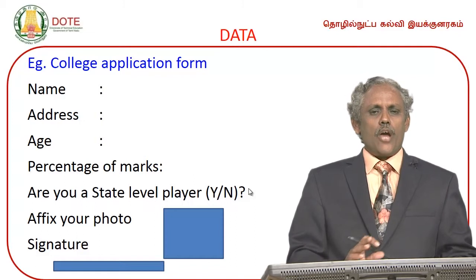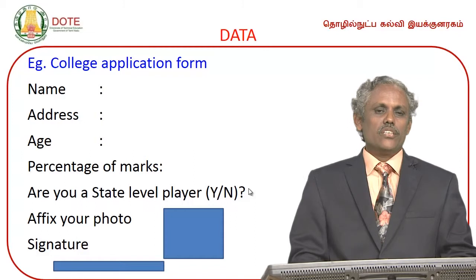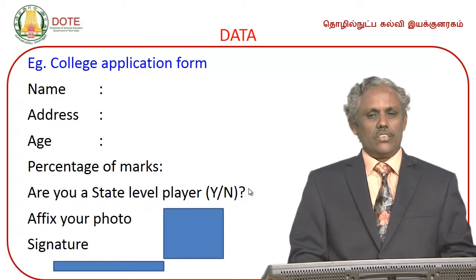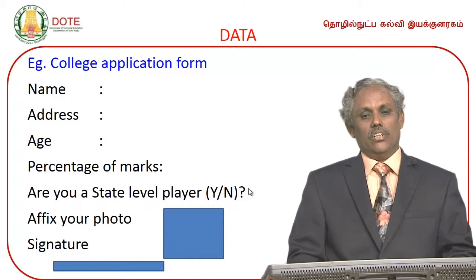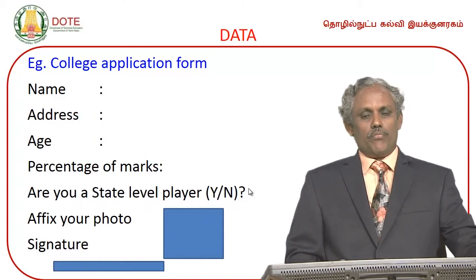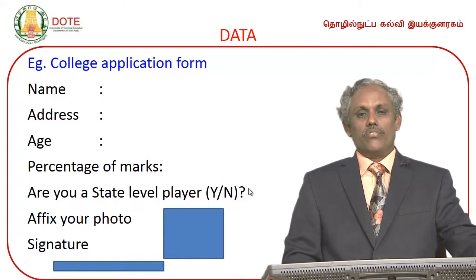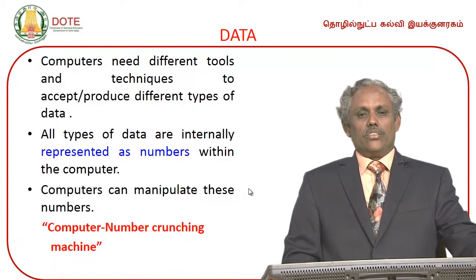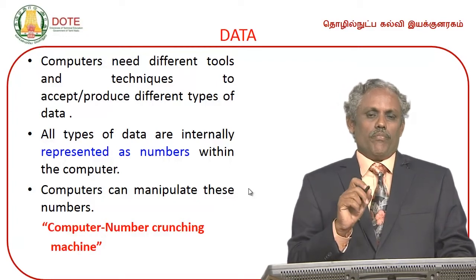The computers are capable of doing calculations on these values. Nowadays, the computers can process images and can process sound or speech. So, these computers are able to process these types of data, right. So, next we see what is the meaning of that processing.